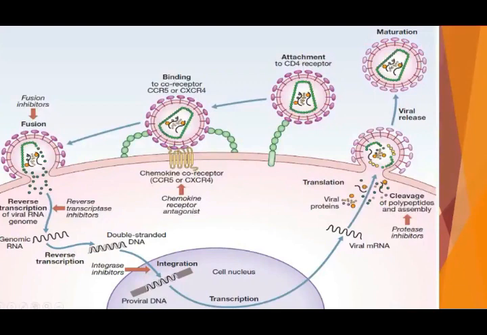So this is the mature virus. It is going to attach to a CD4 receptor. This is the lymphocyte receptor. After binding, it will cause a conformational change in the receptor to allow binding to the other receptor, the chemokine co-receptor, CCR5 or CXCR4. These are co-receptors for the entry of the virus.